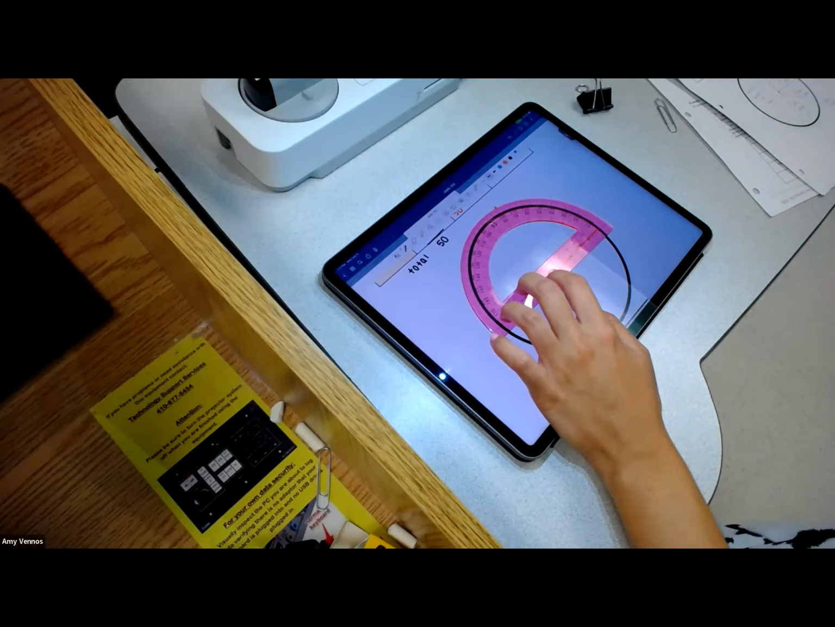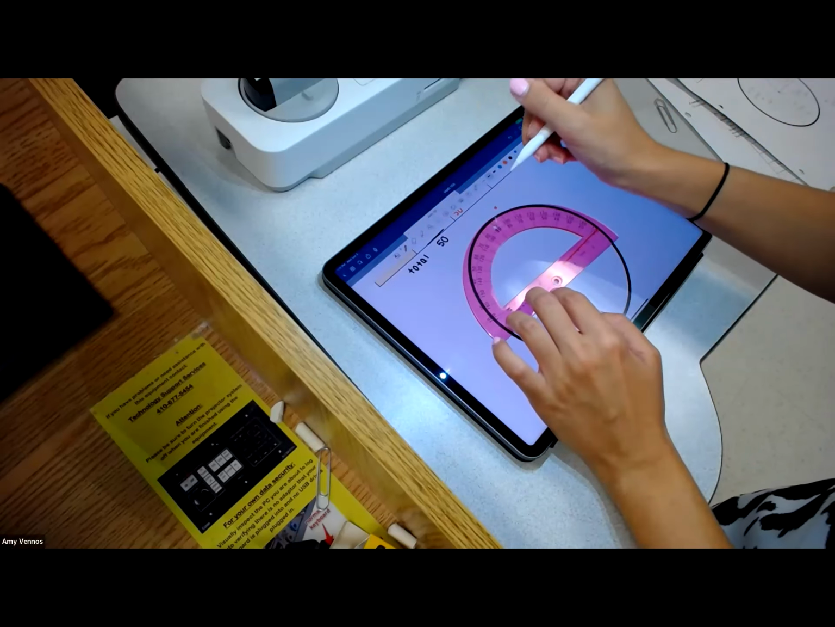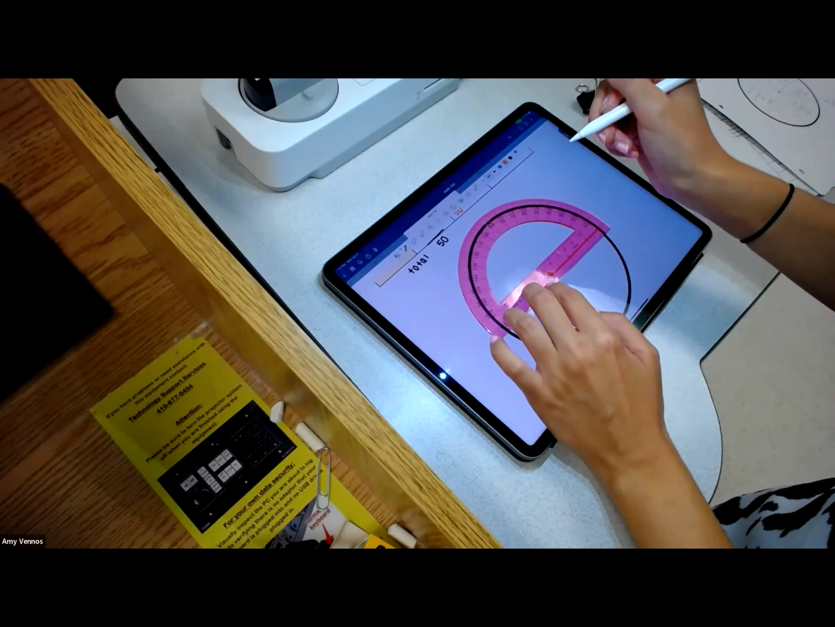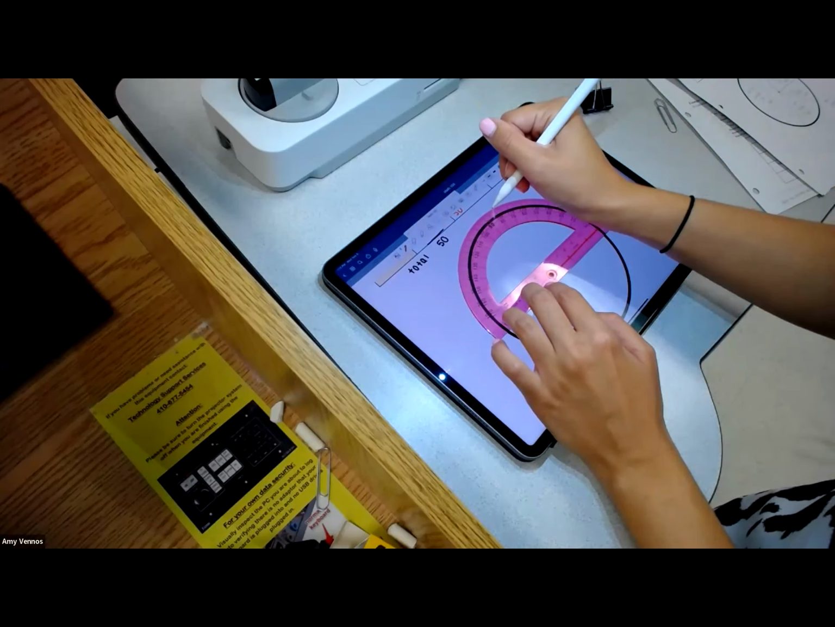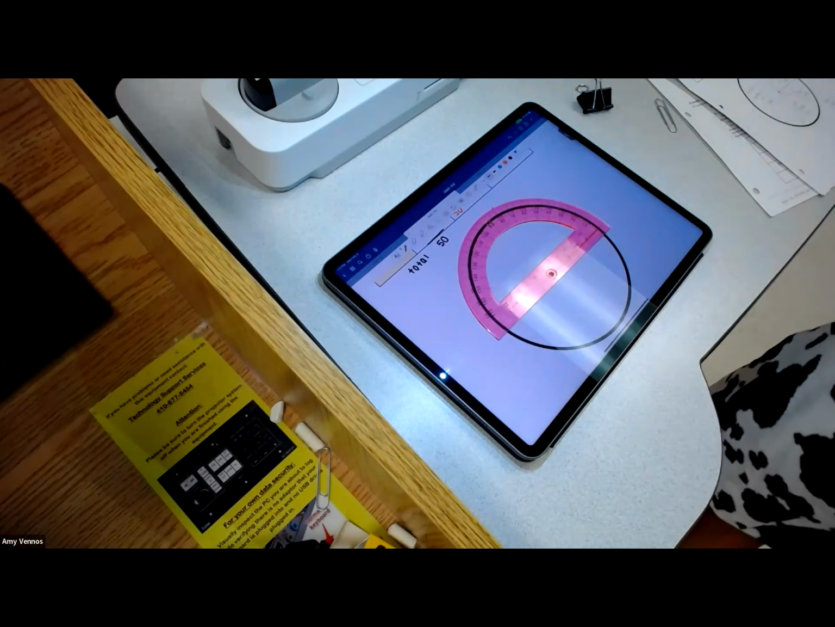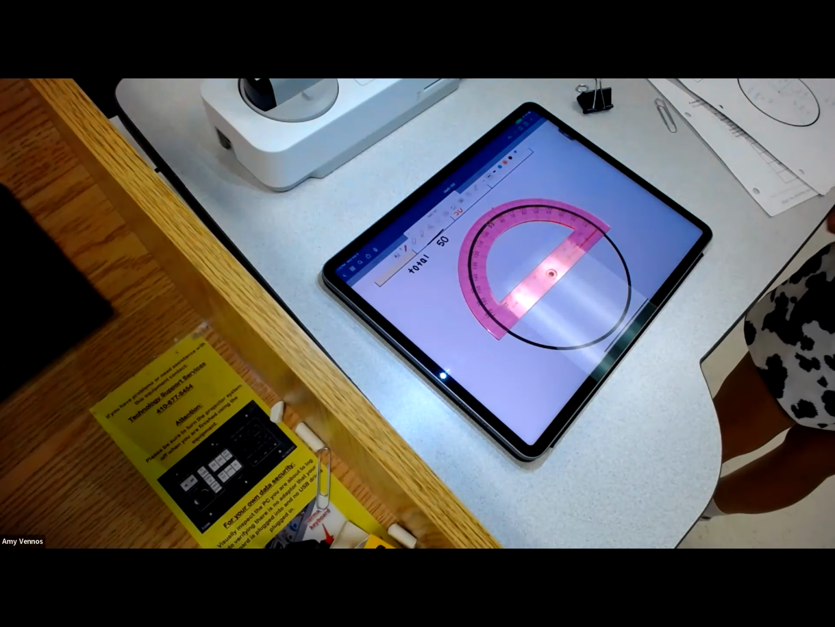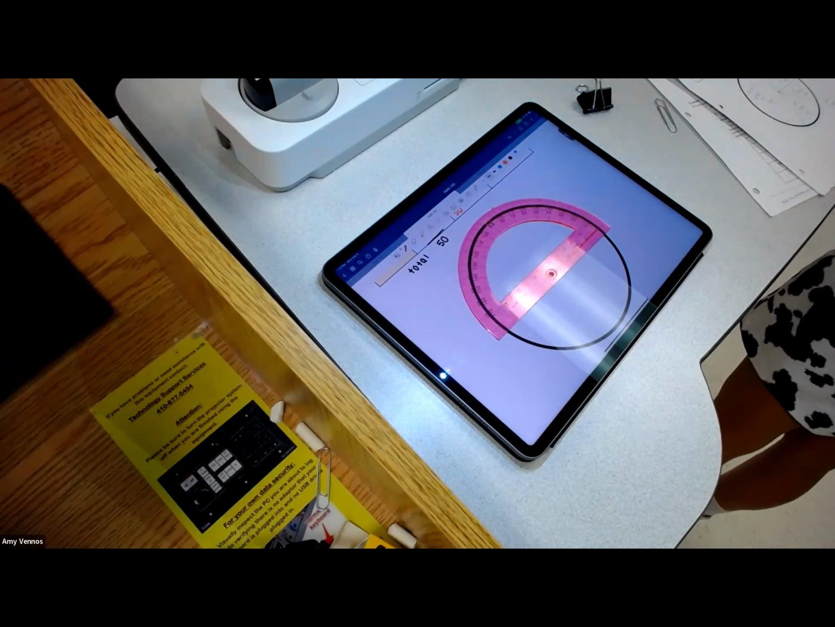It doesn't have to be perfect. Okay, and I really didn't do that perfectly. I'm going to redo that because that looks really bad. Okay, we're going to draw it here. Everyone good so far?